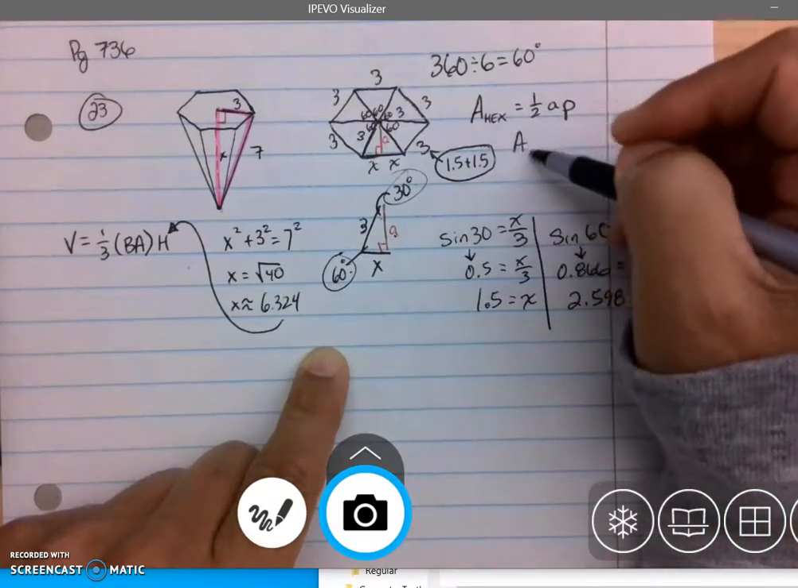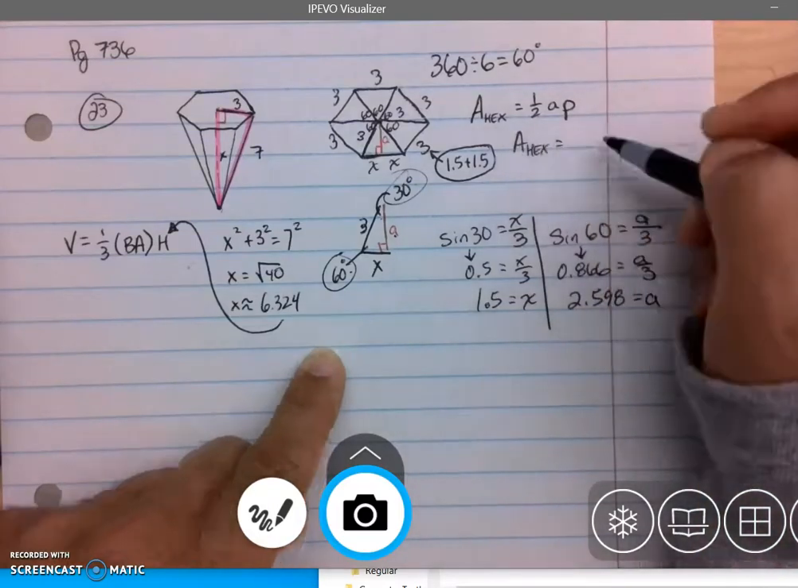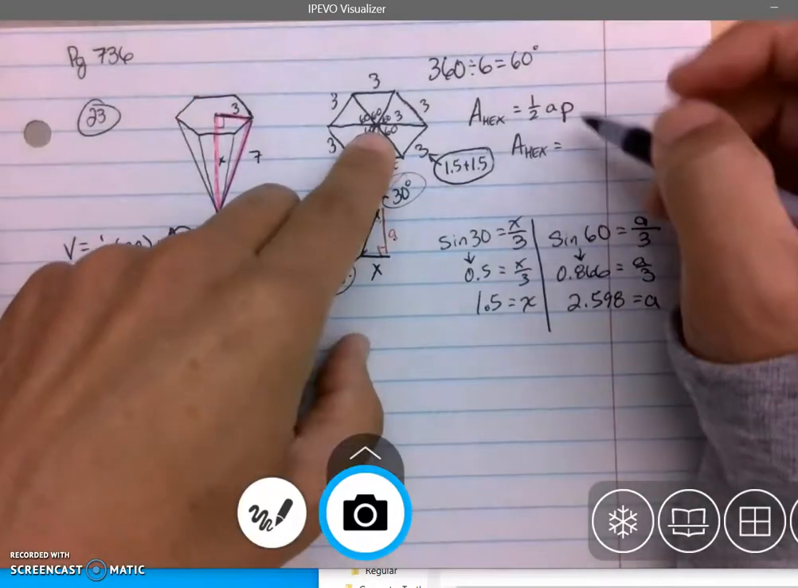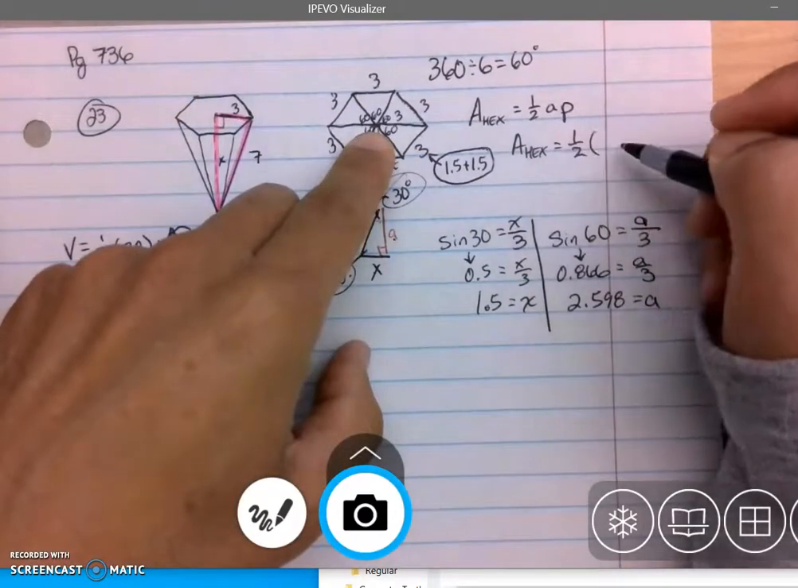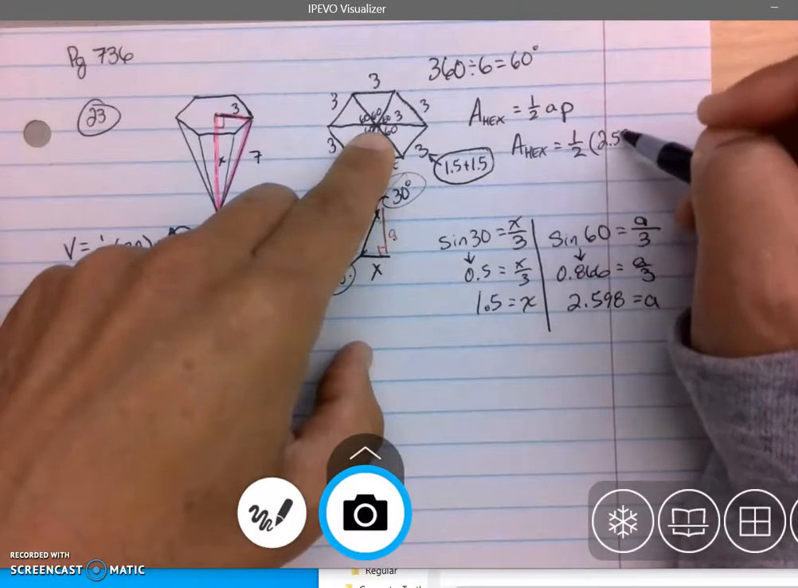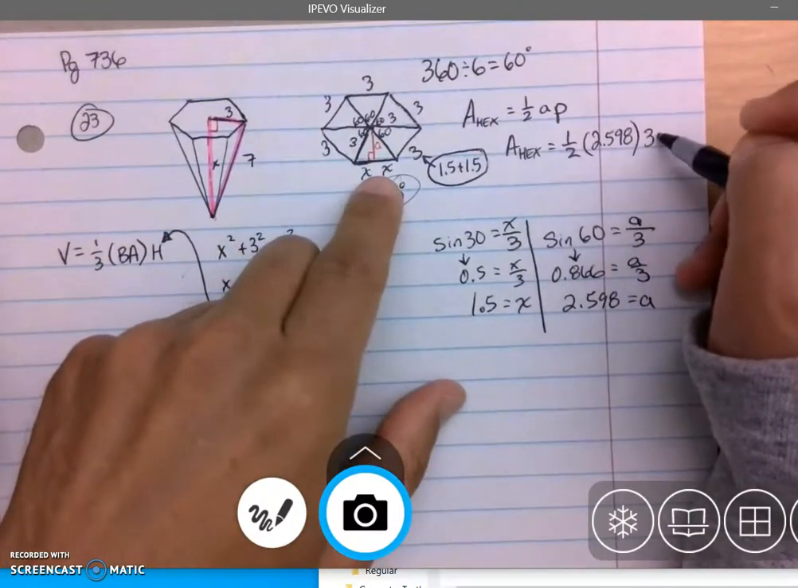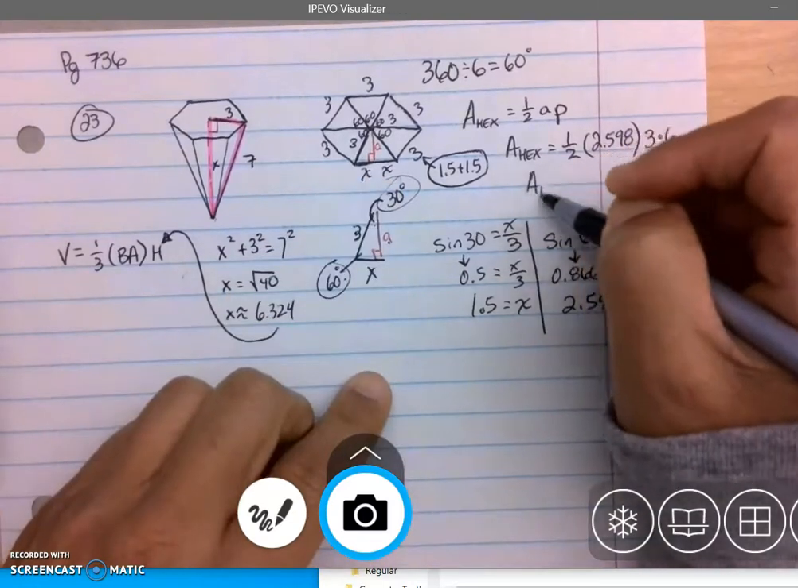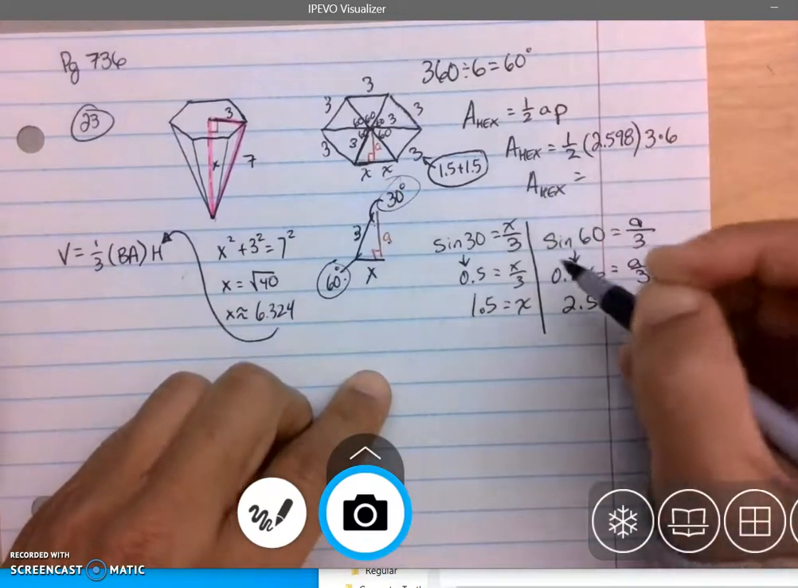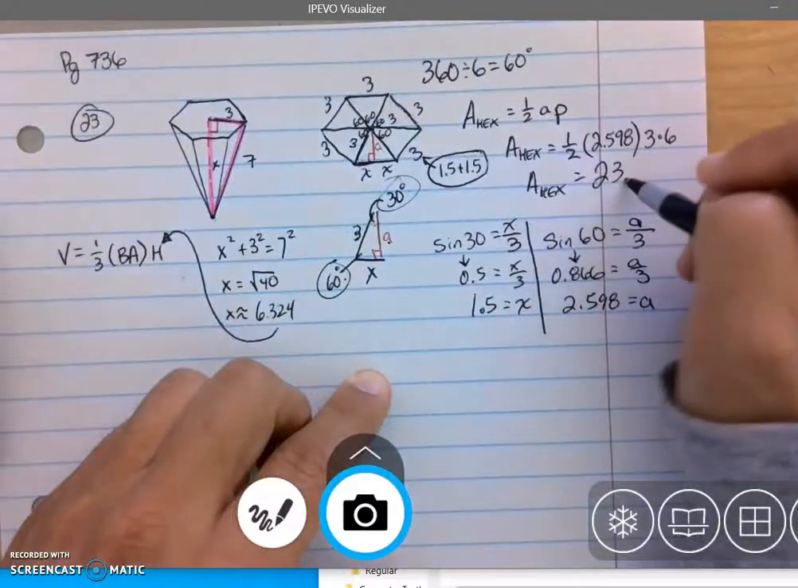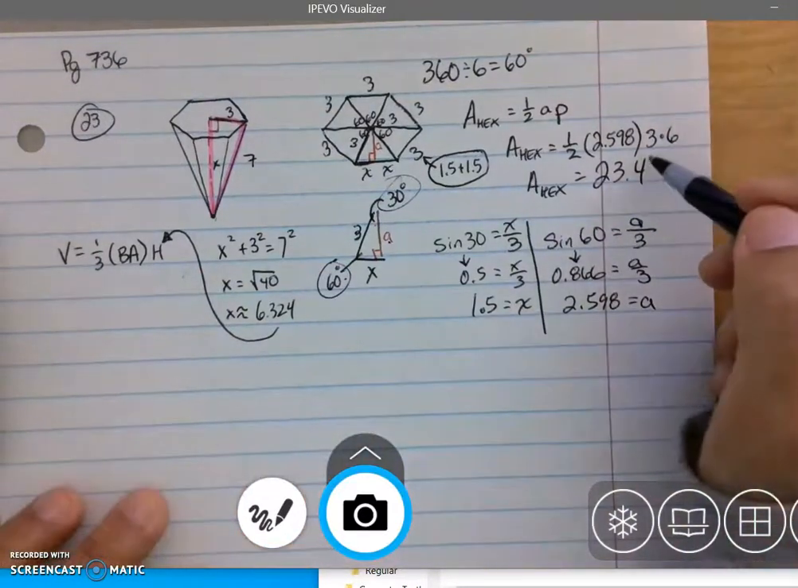Throw all of this into this equation here. The base area of the three-dimensional object, or the area of this hexagon, is 1/2 apothem, 2.598, times the perimeter. Each side is 3. There's 6 sides, so 6 times 3. The area of the hexagon going to the calculator is about 23.4. So that's the base area.